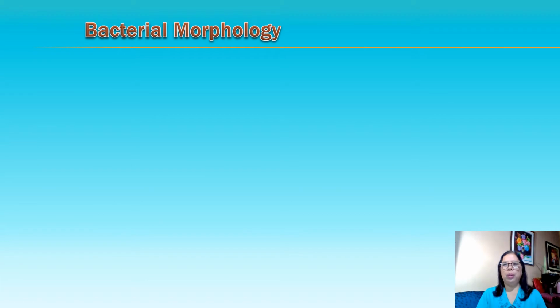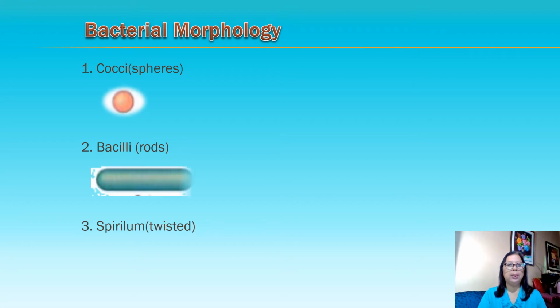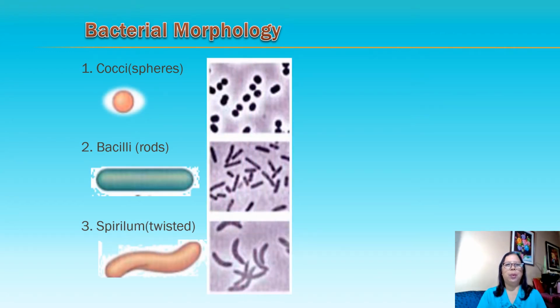And then let's go to morphology, or shapes. The cocci, the bacilli, and the spirillum. Of course, these are observations under the microscope. So for cocci, they are circular, or they come in spheres. If the microorganism is in rod shape, it is called bacilli. And if they are in twisted form, they are called the spirillum.